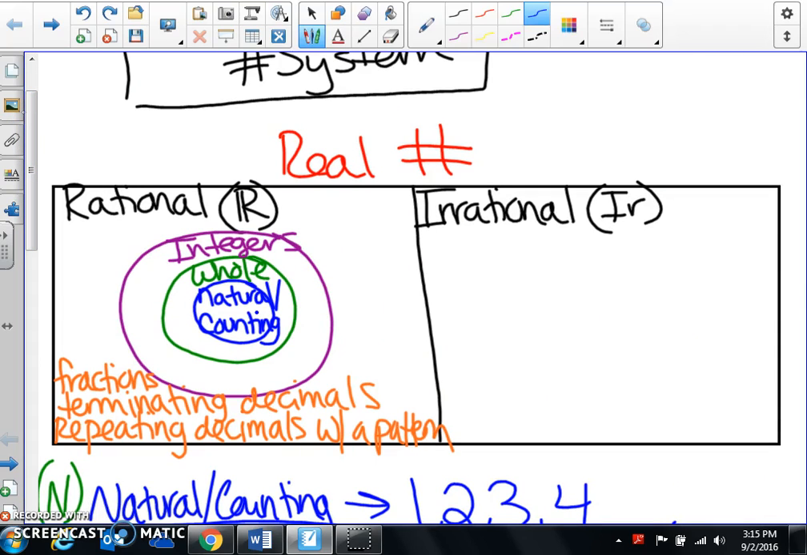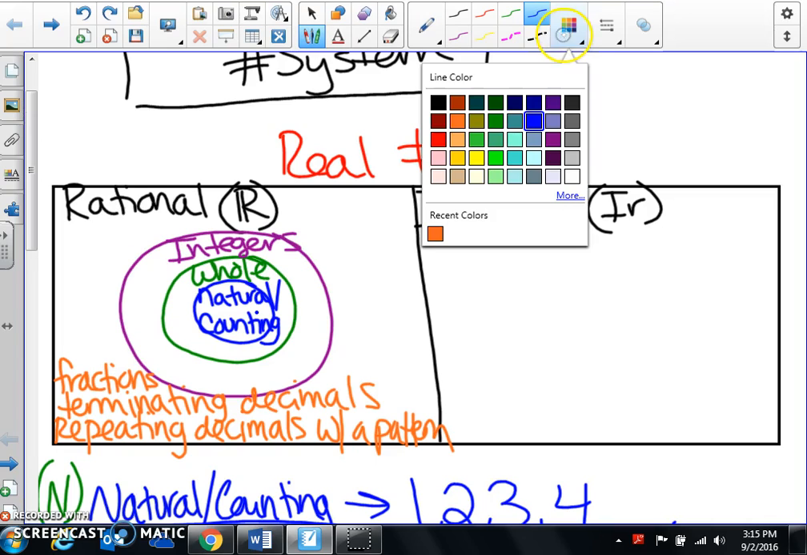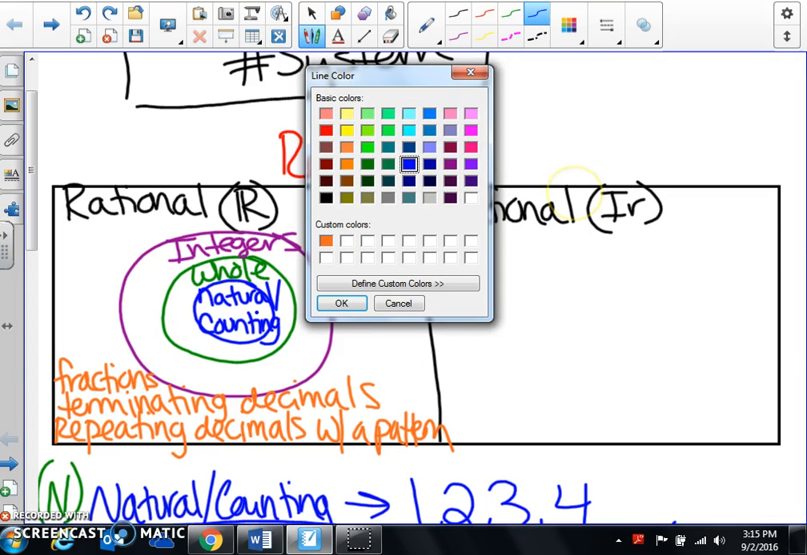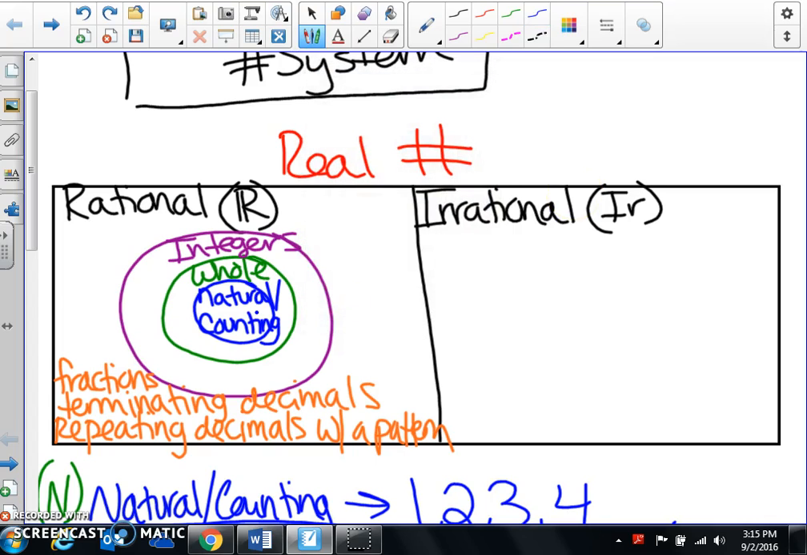Irrational, we do not have any subgroups within irrational, okay? So let's do pink. Okay, so there's a couple things for irrational. The biggest irrational number that you'll ever come around is pi. If I ask you, hey, which subgroups is pi in? Boom, irrational, and yep, it's a real number.